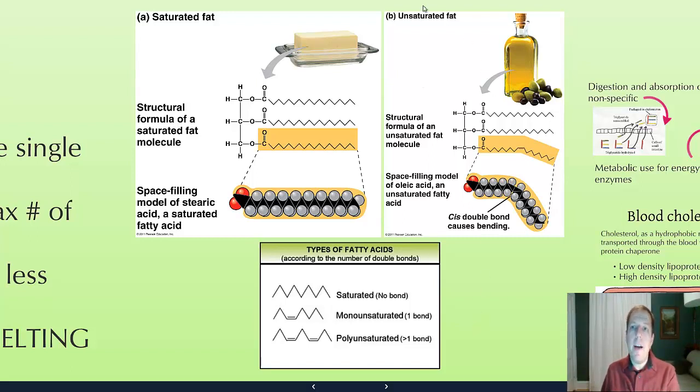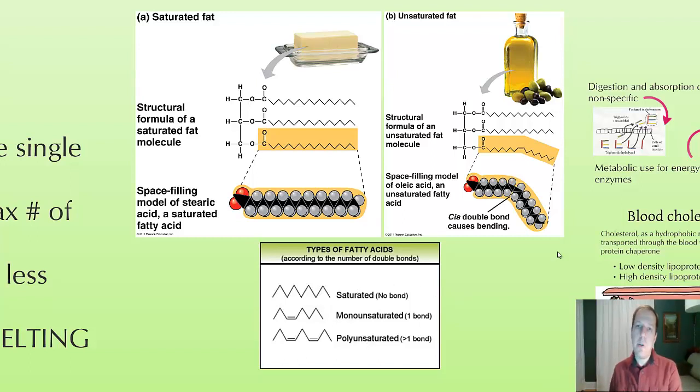We can further classify unsaturated fats based on the number of double bonds that they contain. A monounsaturated fat would contain only one double bond between carbons. Polyunsaturated fats, however, would contain more than one double bond, so 2, 3, 4, or more double bonds.